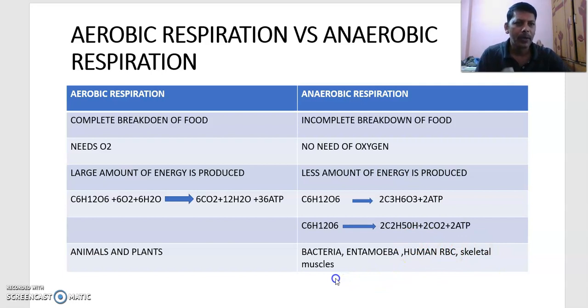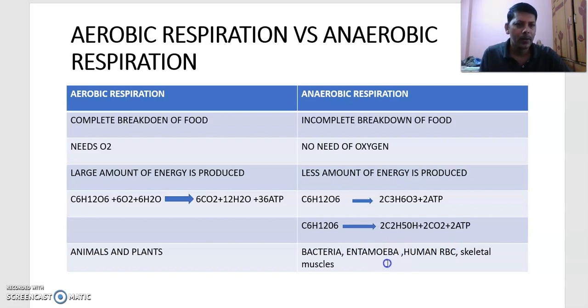When you do vigorous exercise, in those conditions in skeletal muscles, anaerobic respiration takes place and lactic acid is formed. Mature RBCs of human beings do not have mitochondria. Therefore, anaerobic respiration takes place. Glycolysis occurs in RBC. The Krebs cycle and electron transport chain do not occur.